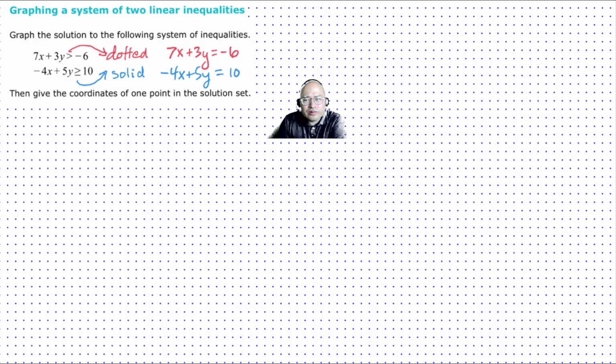I'm going to go ahead and use the intercept method to graph these lines. So the red line here, I'm just going to make a t-chart. X and y. And when x is 0, we can see that y must be negative 2. And when y is 0, we could see that x has to be what? Negative 6/7.